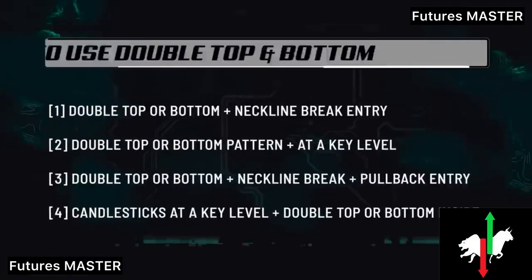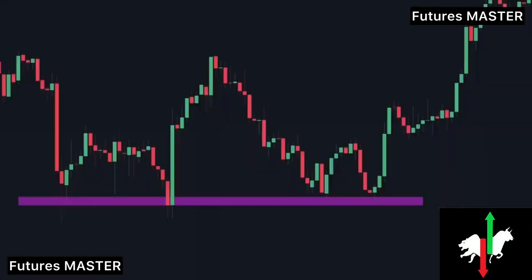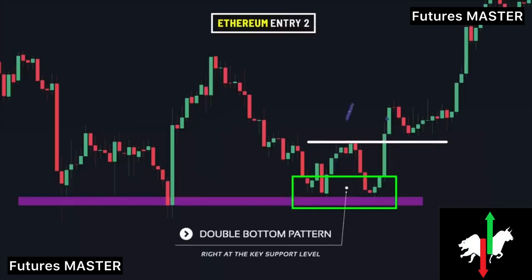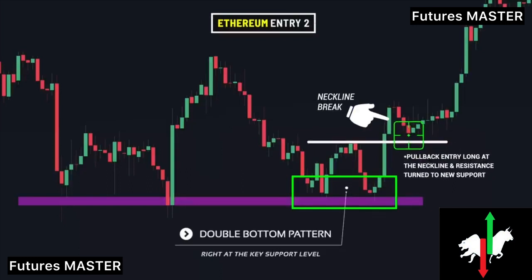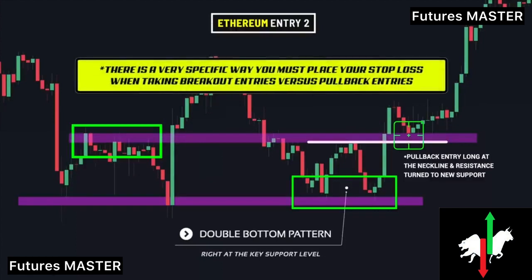So moving on to the third variation. A double top or double bottom pattern, but instead of taking the breakout entry, waiting for a pullback entry. So back to the Ethereum example we just covered. You had your double bottom pattern, neckline break, but instead of taking the breakout entry, there was a second long entry on the pullback to the new support level. This is actually a very good level because it was formed way back here. Now, there is a very specific way you must place your stop loss when taking breakout entries, but then a very different way you must place your stop loss when taking pullback entries.